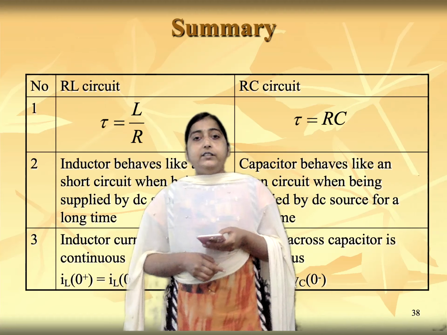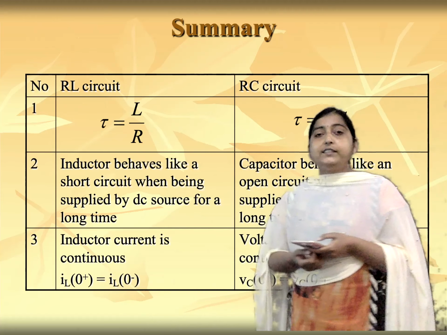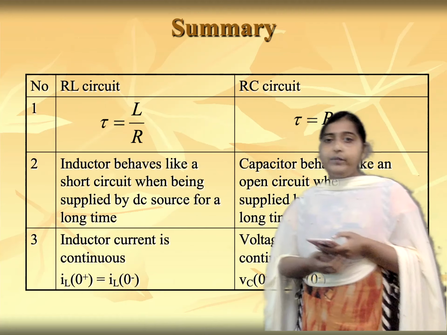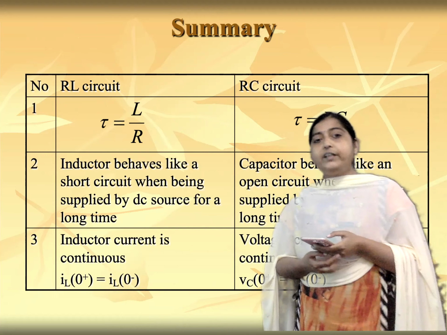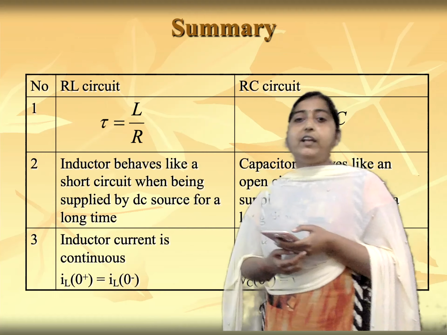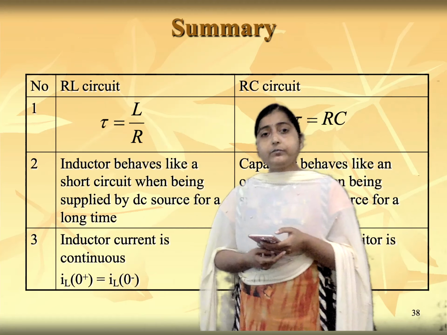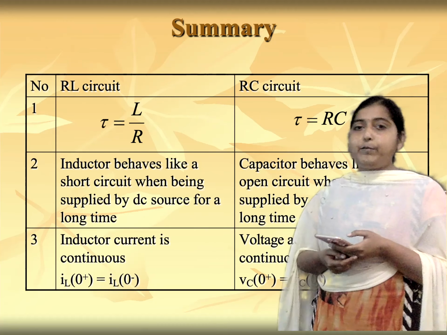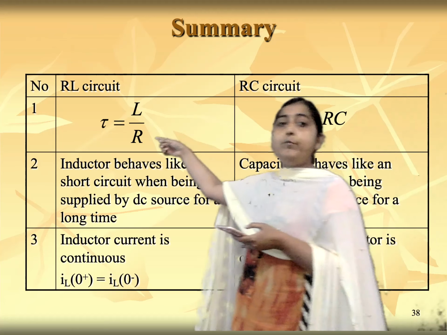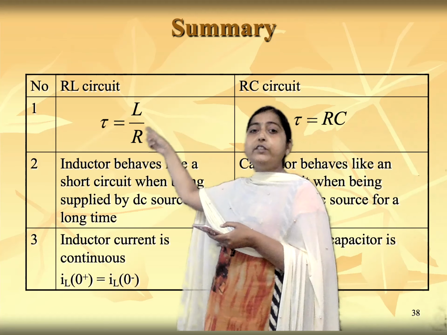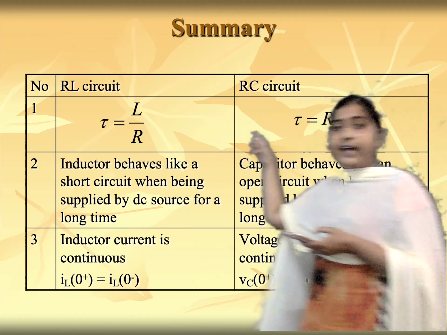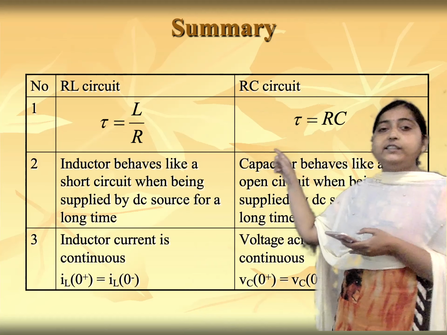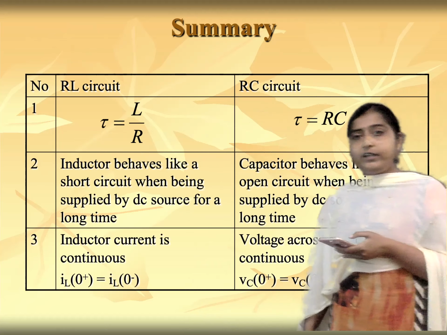Now, this completes the RC circuit, and now let us understand the difference between an RL circuit and an RC circuit. We know how an inductor behaves and how a capacitor behaves. The first difference is with respect to the time constant. We have already derived that the time constant of an RL circuit is tau equal to L/R, whereas the time constant of an RC circuit is tau equal to RC.